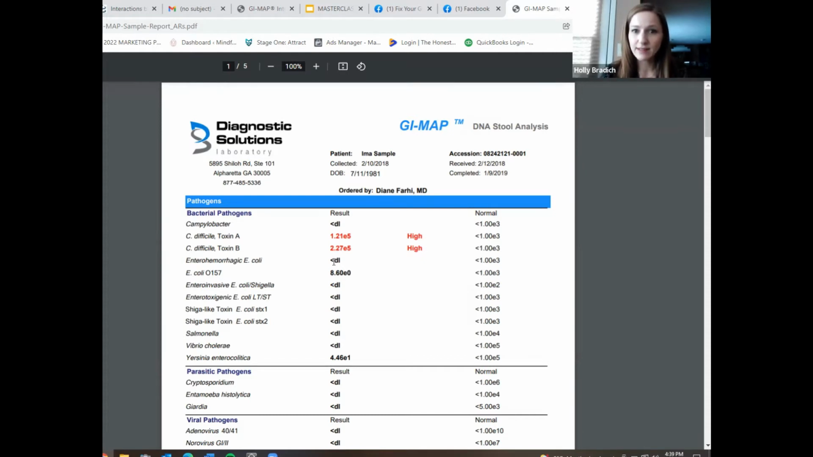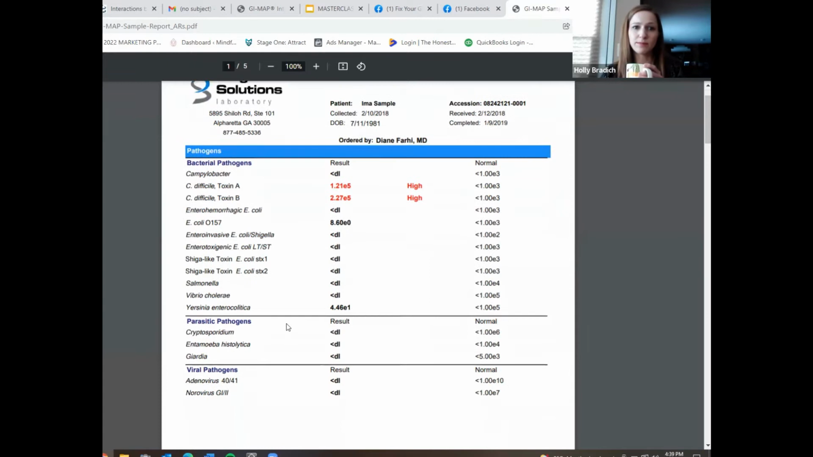If it says less than DL, that means it's not detectable. So that's a very, very low limit where they can detect it at all. So it's basically not there, okay? So we'll see here, for example, this E. coli, it's 8.6 to exponent 0, and the normal reference range is 1.0 exponent 3. So clearly it's lower than the limit, so it's not a problem.